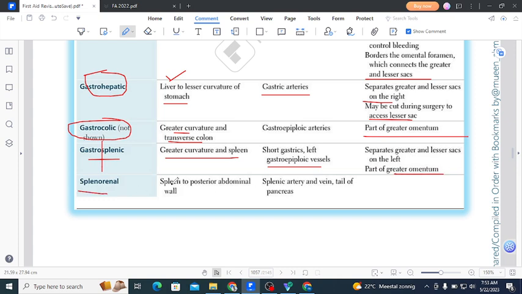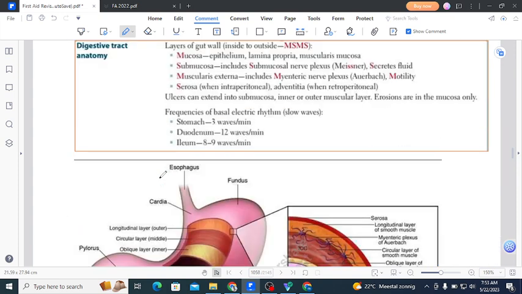The splenorenal ligament connects the spleen to the posterior abdominal wall. The splenic artery and vein and the tail of the pancreas are contained in the splenorenal ligament. Splenic artery, splenic vein and the tail of the pancreas are present inside the splenorenal ligament.